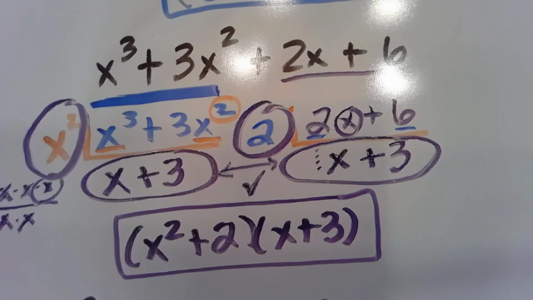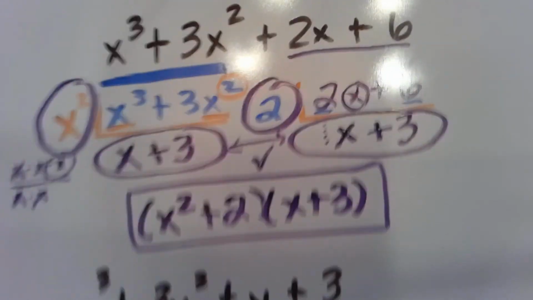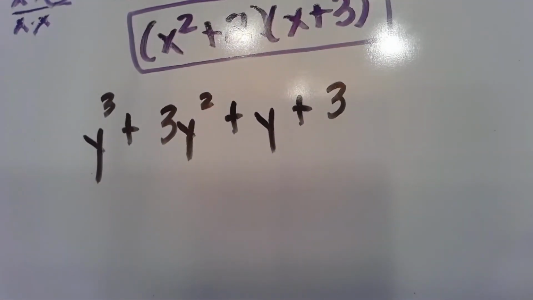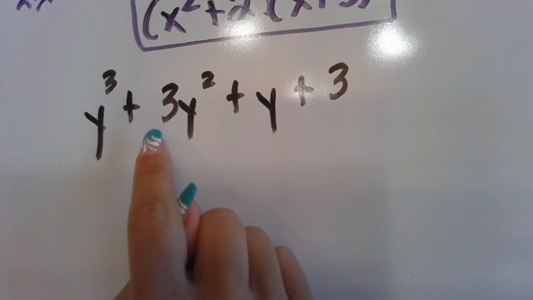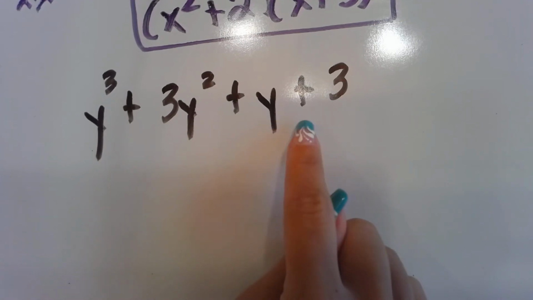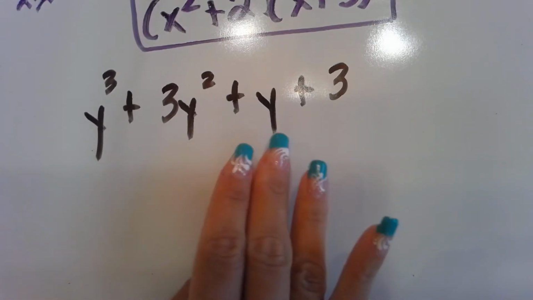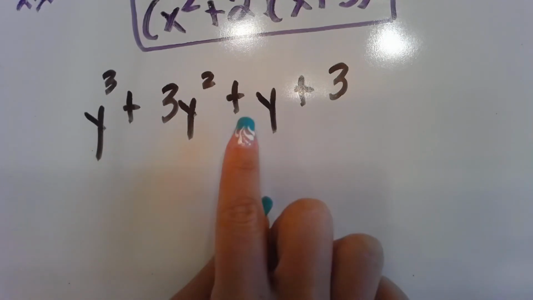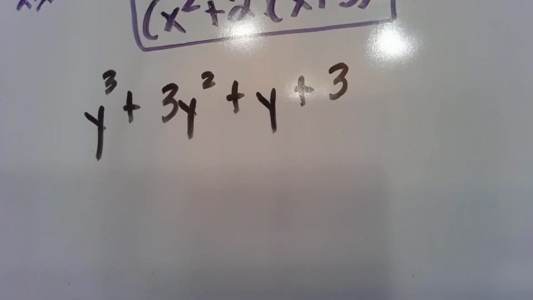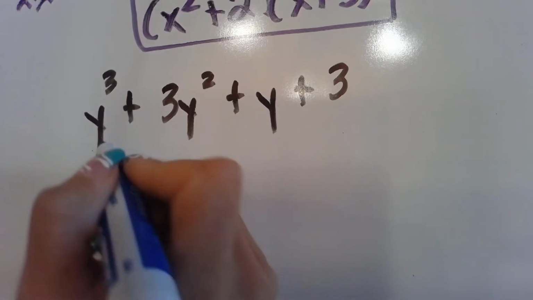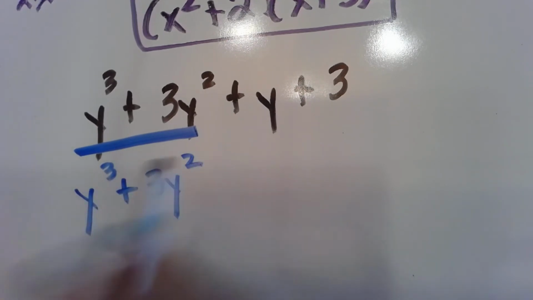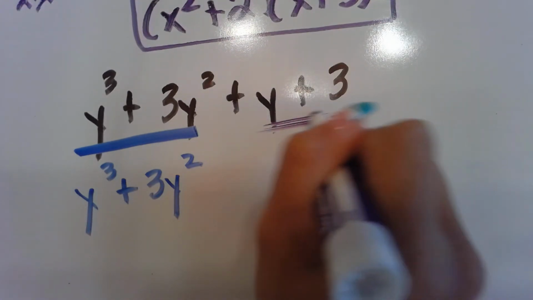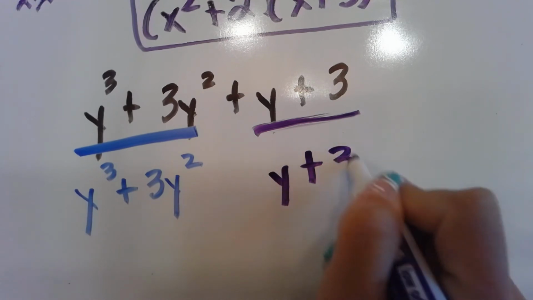Let's look at one more example. Okay, so we have y to the third plus 3y squared plus y plus 3. Okay, always look for your GCF. There is no GCF, so let's go ahead and start grouping. So I'm going to take this piece here and write y cubed plus 3y squared. And then I'm going to take this piece here and write y plus 3.